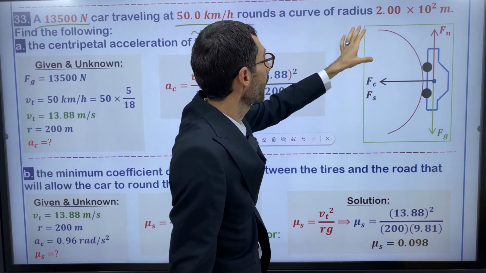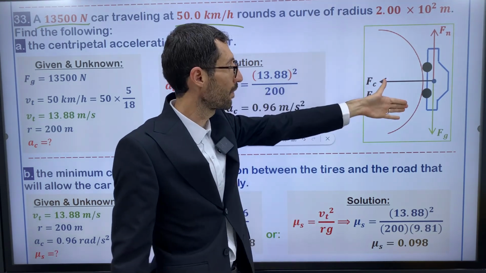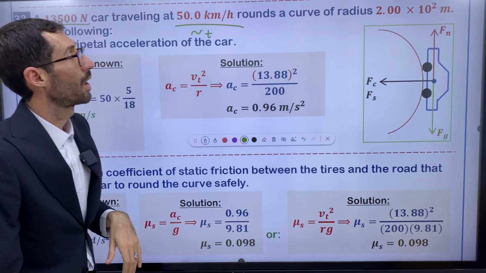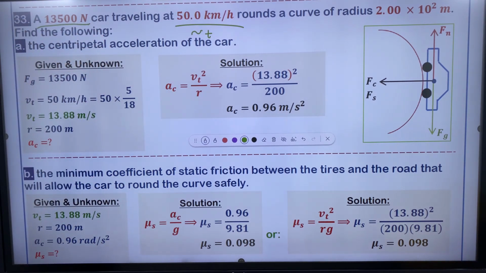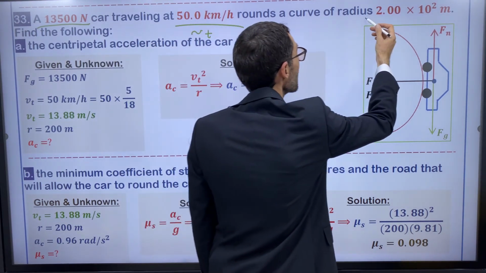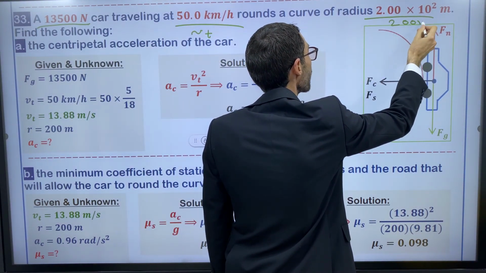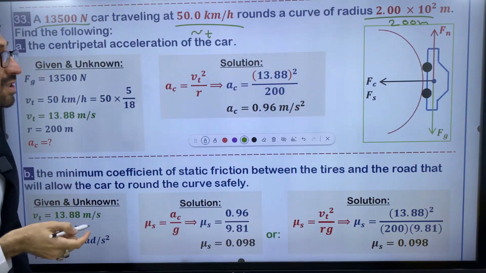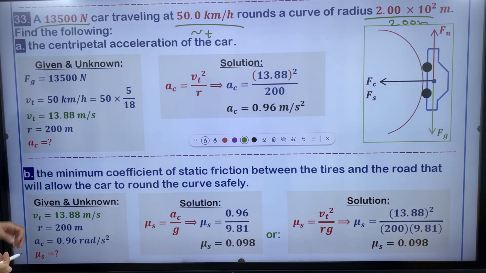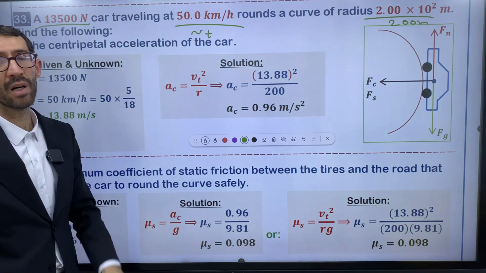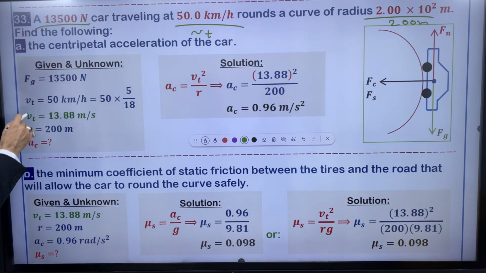Let's say it rounds a curve of radius. We have the radius of the circular track or curve, 2 times 10 to the power 2 meters. I can say 200 meters. Instead of 2 times 10 to the 2 meters, you can say 200 meters. So find the following. A, the centripetal acceleration of the car. We look for centripetal acceleration of the car by means of this information. What is the information actually? Fg is given, Vt, but you have to convert this unit into meter per second.